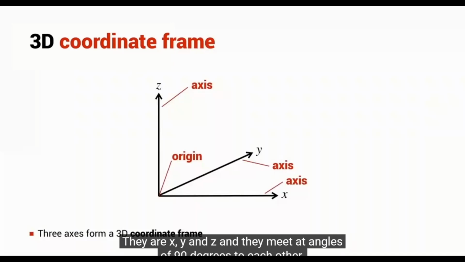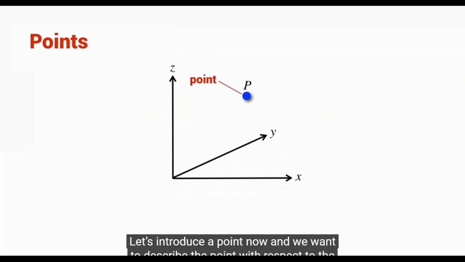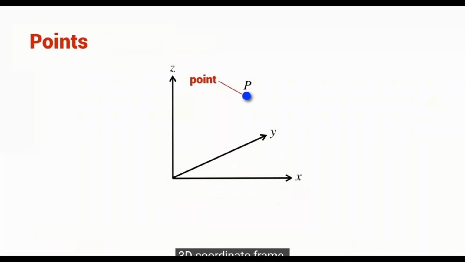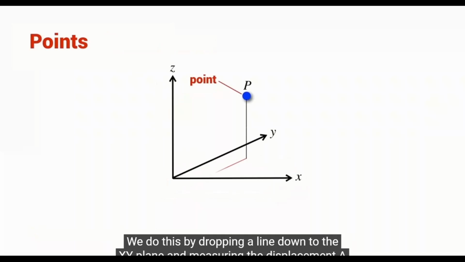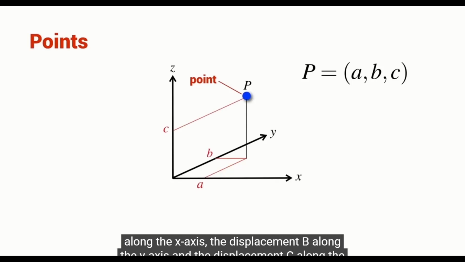There are three axes labelled x, y, and z, and they meet at angles of 90 degrees to each other. The point where they all intersect is referred to as the origin. So these three axes together form what we call a three-dimensional coordinate frame. Let's introduce a point now, and we want to describe the point with respect to the 3D coordinate frame. We do this by dropping a line down to the xy plane and measuring the displacement A along the x-axis, the displacement B along the y-axis, and the displacement C along the z-axis.